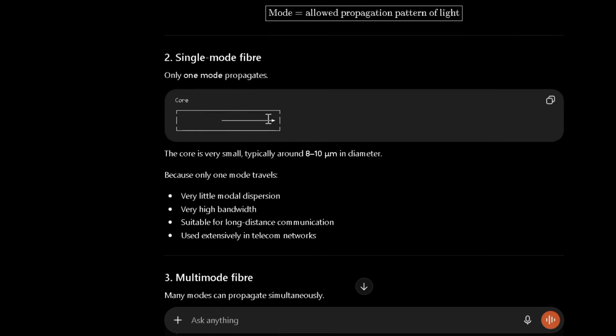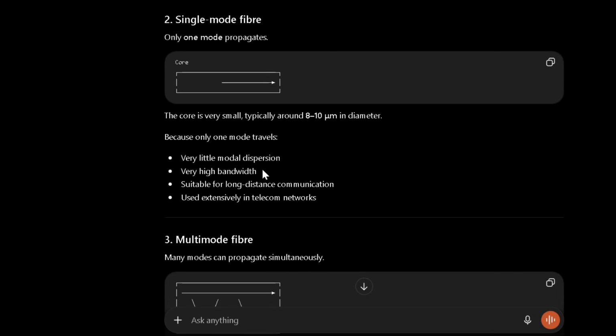In single mode fiber, only one mode propagates. The core is very small, typically around 8 to 10 micrometers in diameter. Because only one mode travels, there is very little modal dispersion and very high bandwidth, suitable for long distance communication, and used extensively in telecom networks.